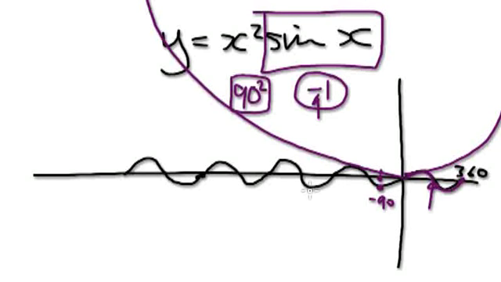Let me just illustrate it with one period. Your sine of x looks like this. Sine of x here. This is your 360, and this is your negative 360. Now your y equals x squared will look something like this.